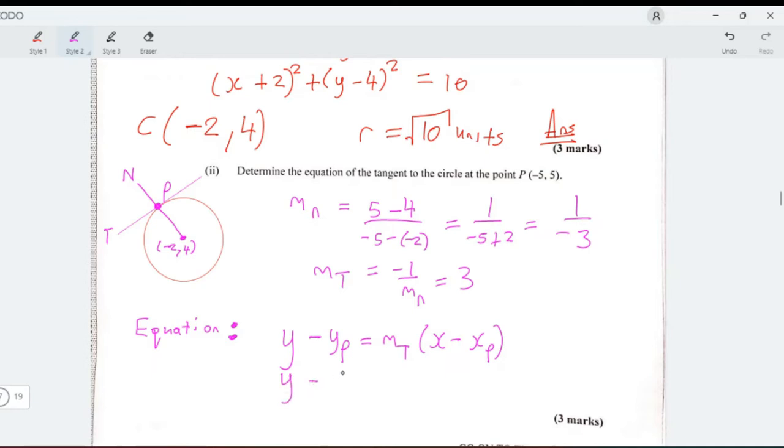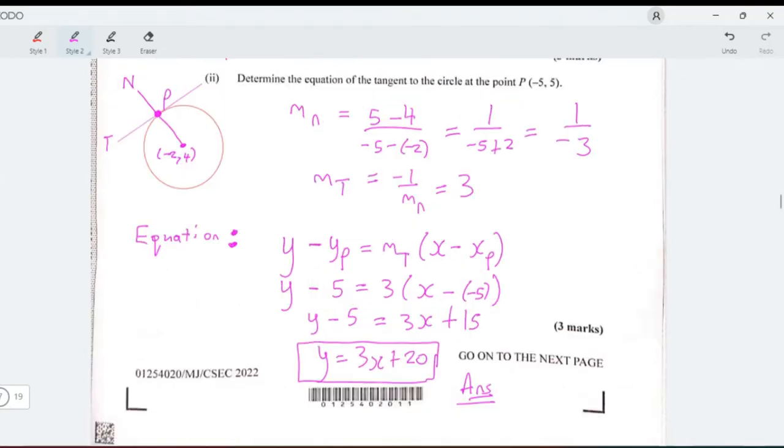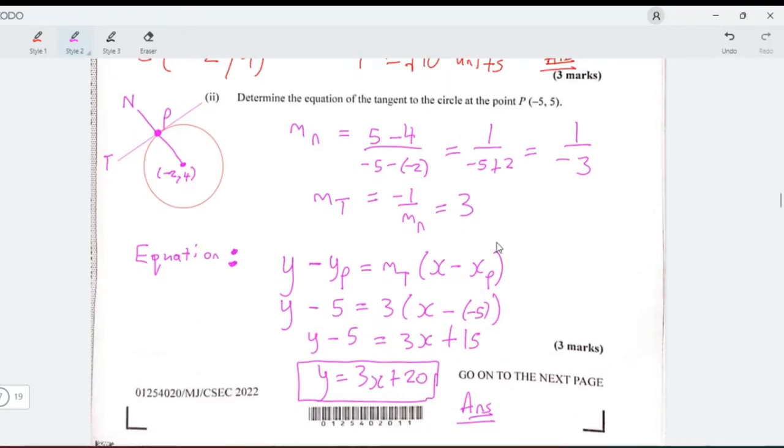So it's y minus 5 equal 3 in bracket x minus negative 5. So that is y minus 5 equal 3x, and then minus and minus become plus, and then 3 times 5 is 15. So in that case, we finish, we get our tangent is just y equal 3x plus 20. That's your answer. So it's really up to you in terms of how you wanted to do the question.